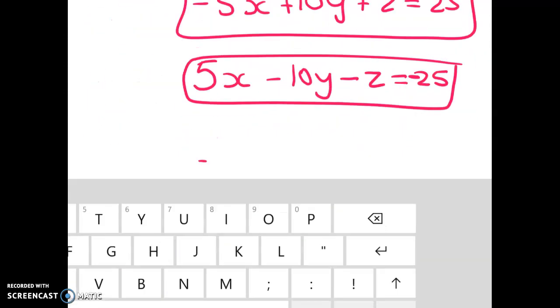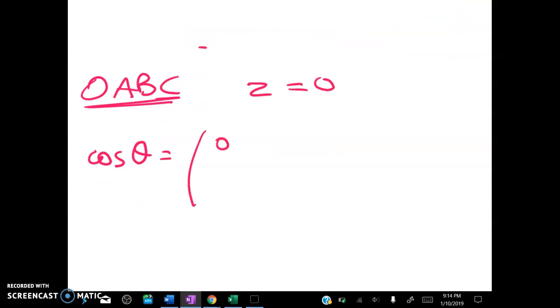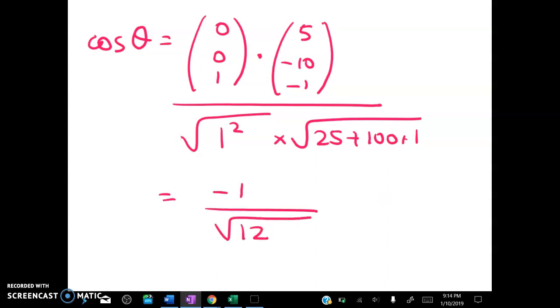Right, well, I've already talked about OABC. The equation is z equals 0. And we can use this. Cos of theta is equal to 0, 0, 1, the normal vector of the first, times 5, negative 10, negative 1. So the dot product of those scaled by the magnitudes of those vectors. So we get a very not nice number here, which is the square root of 126. So negative 1 over root 126.